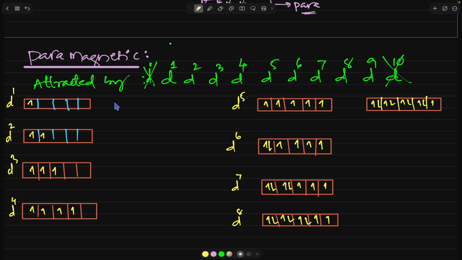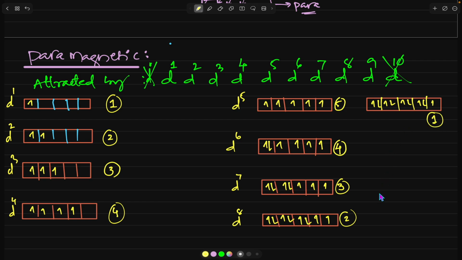So number of unpaired electrons is 1 here, 2 here, 3 here, 4 here, 5 here, but here at 6, look, it came to 4 again, because one of the electrons has got paired. So this is 3, this is 2, and this is only 1, right?